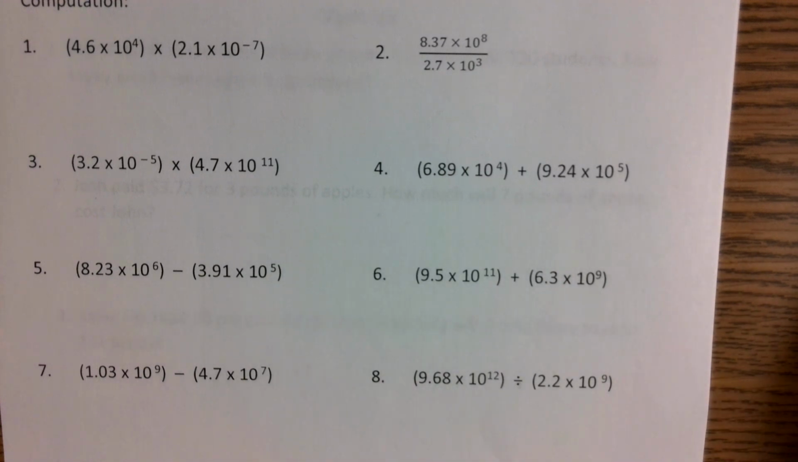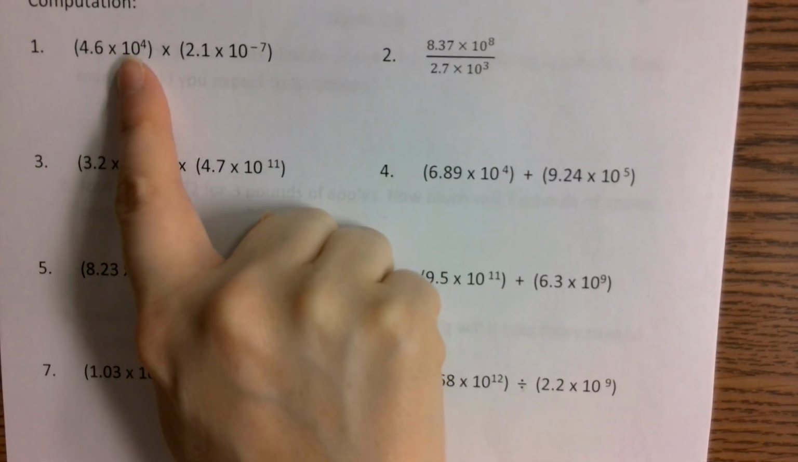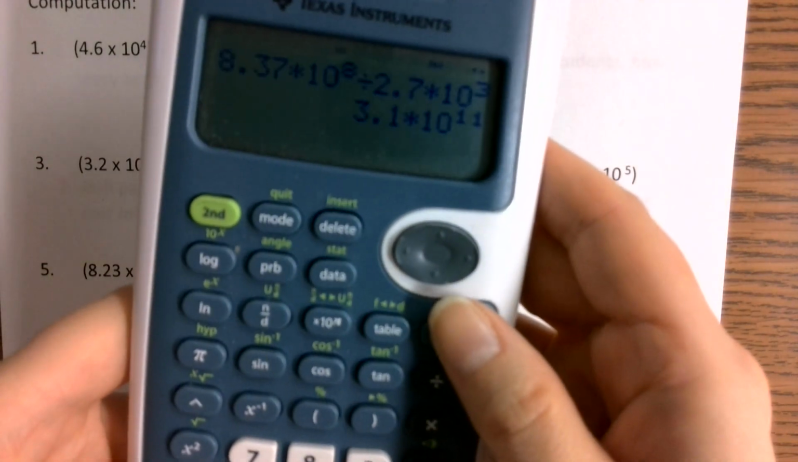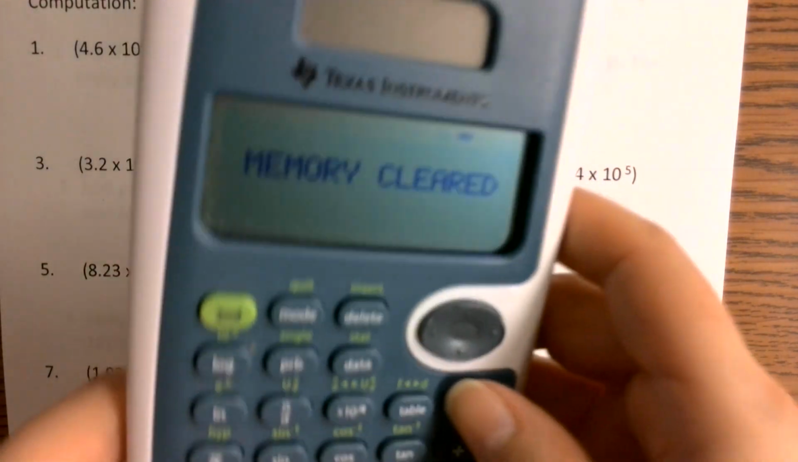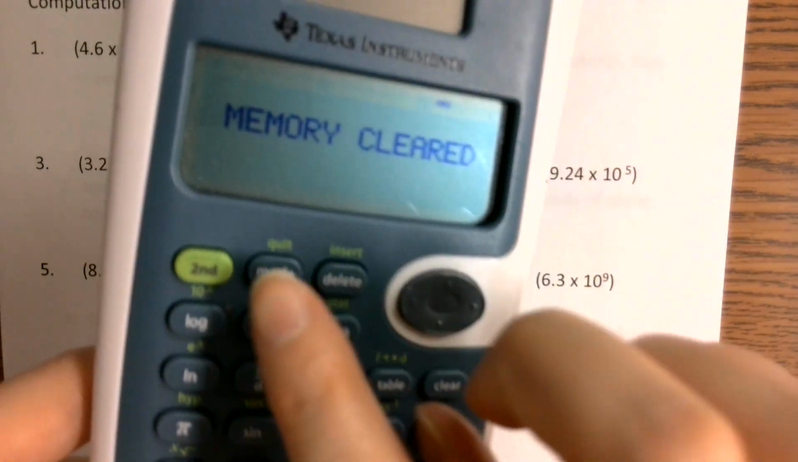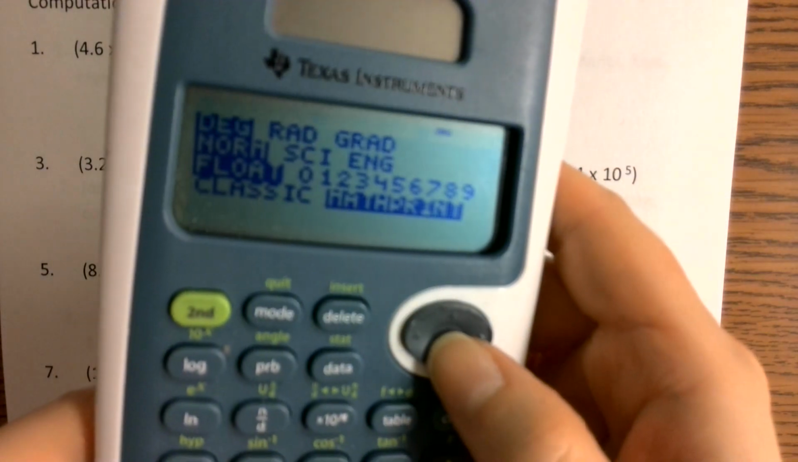Okay? I want you guys to go ahead and do all of these problems on your own using the calculator. Let's see if you can use the calculator correctly. Now, if you just did what I did and hit the memory clear, that means you reset the mode, and you need to go back in and fix the scientific notation mode, okay?